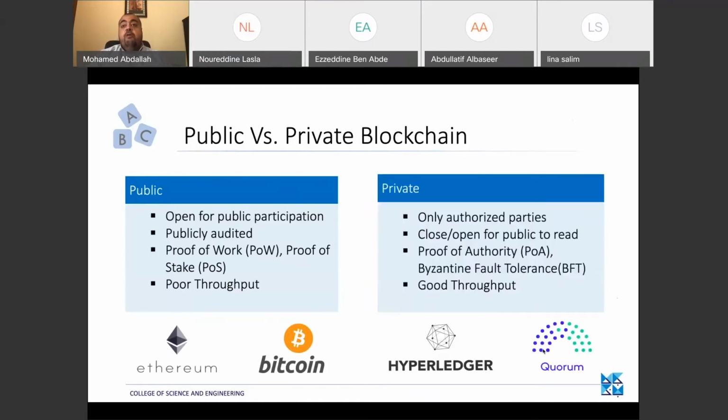Then there was the idea of private blockchain, where we don't need everybody to join in. For a specific application, if some users or businesses want to run a blockchain together, you can have a consortium blockchain. Only authorized parties can join this blockchain, and it can be either closed or open for the public to read, depending on the application. There are also different types of consensus algorithms, like proof of authority and Byzantine fault tolerance, which involve less competition because all the parties are trusted, and they have better throughput. Examples of private blockchains are Hyperledger and Quorum.